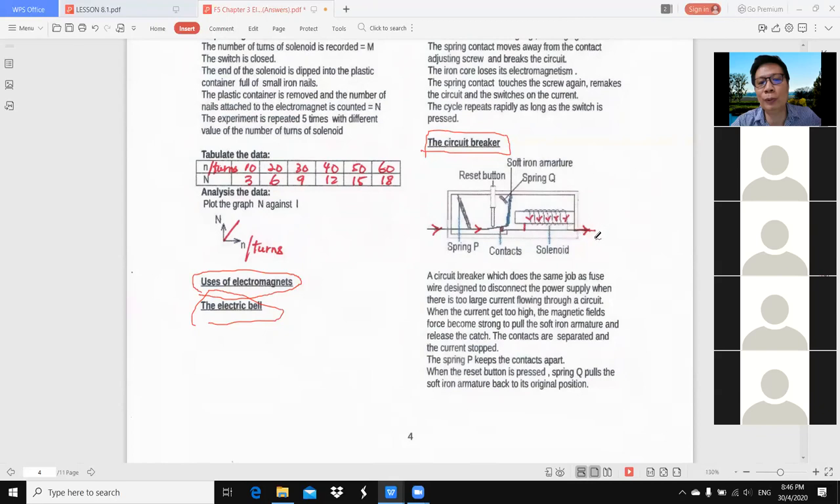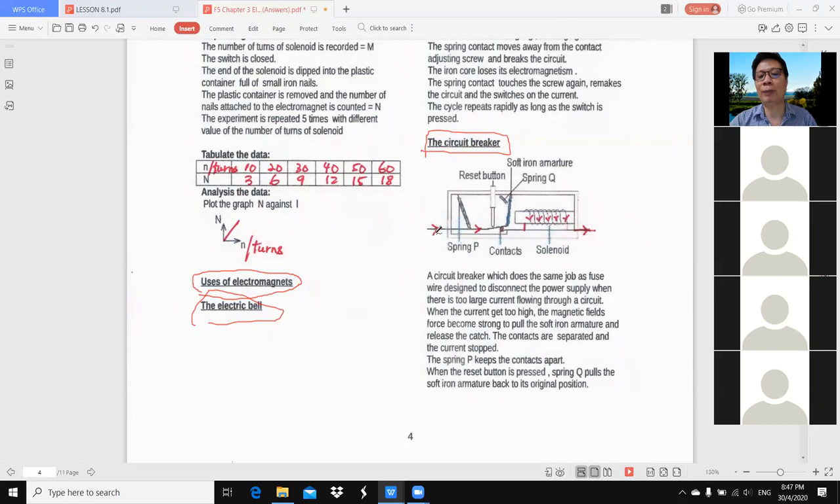Okay, when the current is normal, this electromagnet is not so strong. So if this electromagnet is produced by normal current, it is not so strong. So it wouldn't attract anything, nothing happens. So the current will just pass by like that, then go out. Okay. Now, what happens is when the current suddenly becomes too high during a short circuit.